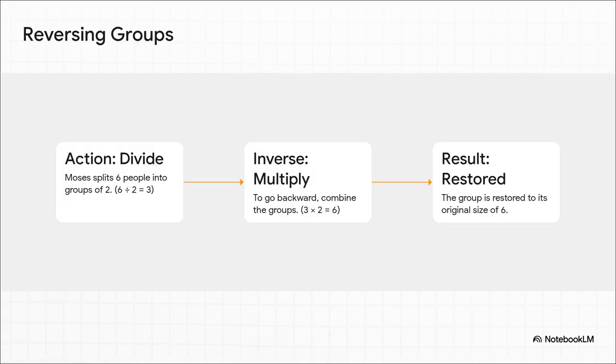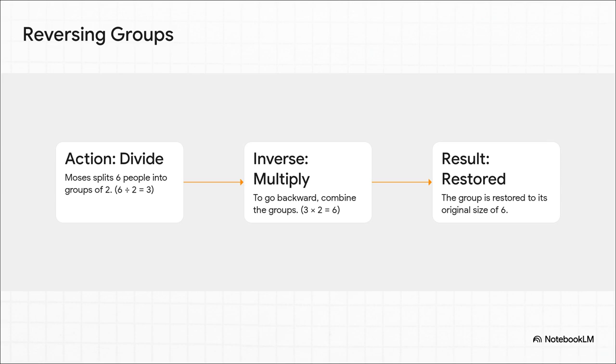And hey, this isn't just for addition and subtraction. The exact same logic works for multiplication and division. So if Moses divides 6 people into 3 groups of 2, how does he undo that? Easy. He just multiplies those 3 groups by 2, and boom, he's right back to his original 6 people. Division is undone by multiplication.